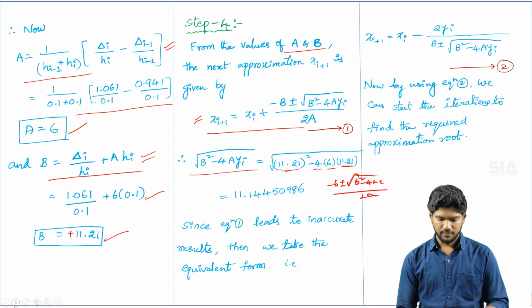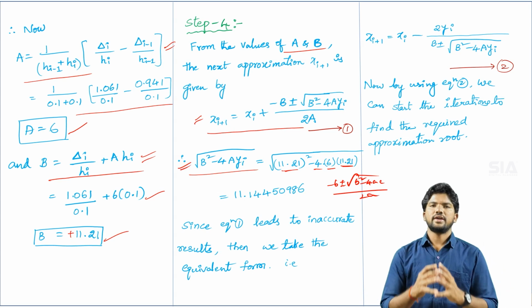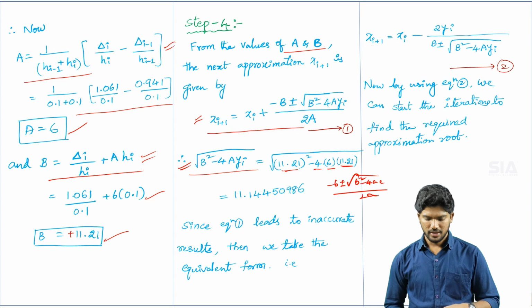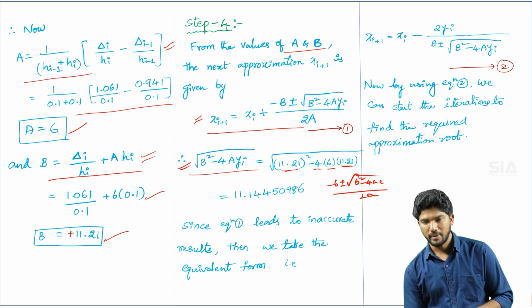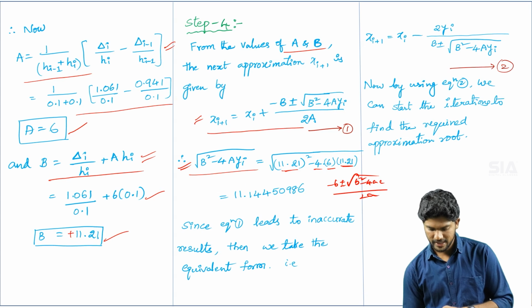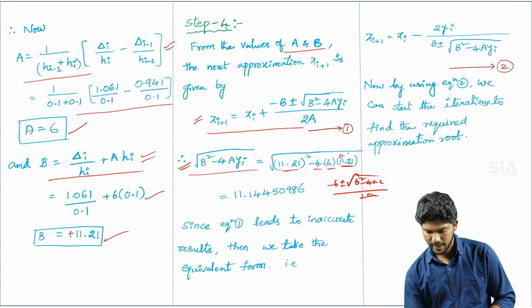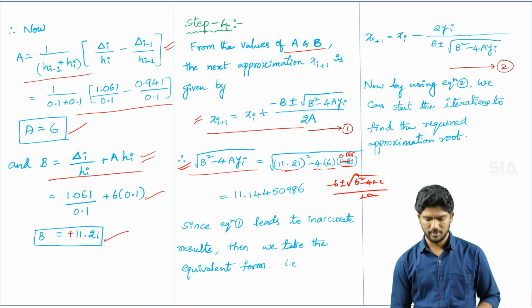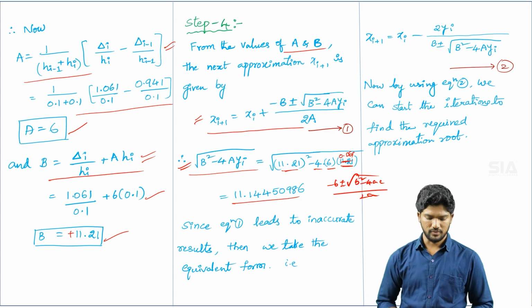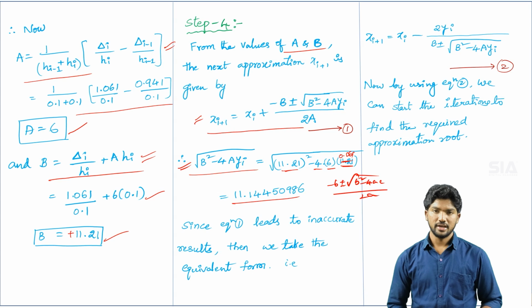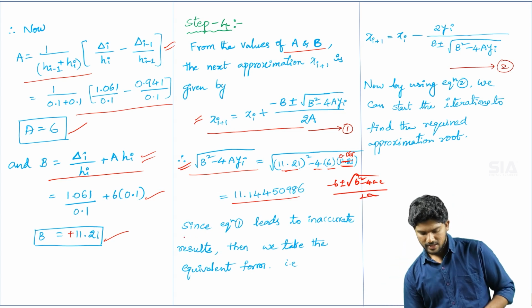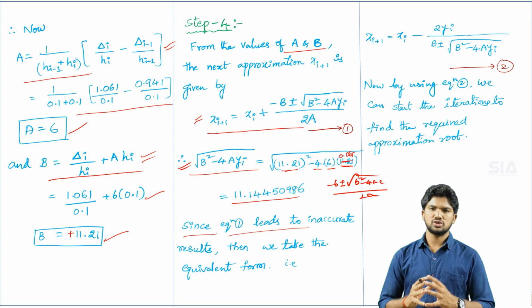So here we need to find the square root value of b square minus 4a into y i. That implies, with b value, and minus 4a into y i, where a is equal to 6 and y suffix i is equal to 0.061. Substitute that value 0.061 and if you simplify you will get this value, 11.14450986.